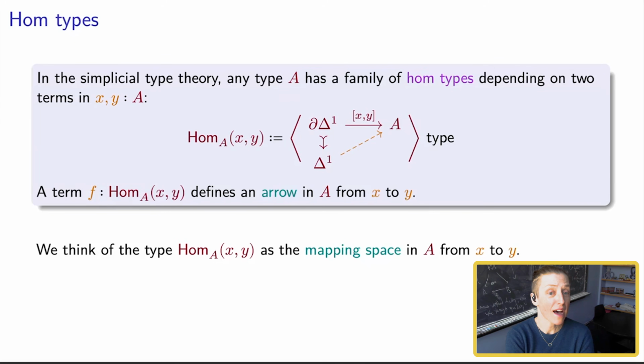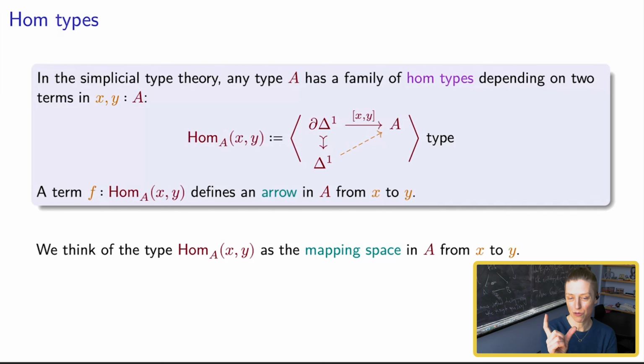But it also needs HOMs, so that needs an infinity groupoid of arrows, and they're defined using one of these extension types. So A here is a type that we're going to make into an infinity category momentarily. And in this framework, it has a family of HOM types depending on two terms of type A. So if I had a little x and a little y in type A, then I can use that to define a function from the boundary of the one simplex into A.